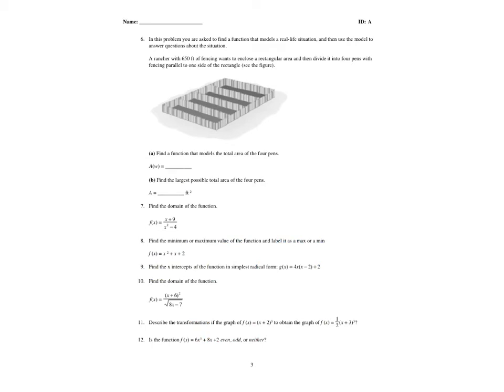All right, next up here, we want to write a function for our area. So I'm going to label this side x and that side y. Or actually I'm going to do that the other way around. Not that it really matters, but I'm going to do that y and that x. So I know my area is x times y, but I want to kind of get this all in terms of the same thing. So I'm going to use my substitution equation here, which is going to have to do with the 650 feet of fencing.